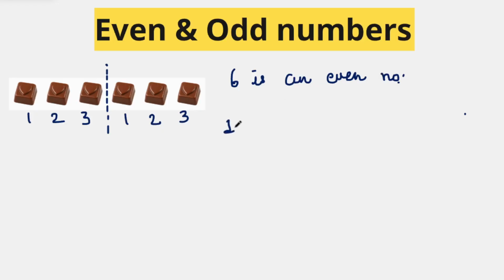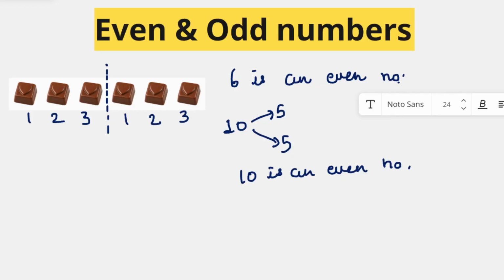Now think about 10. Can you make two equal groups from 10? You may have 10 cookies, 10 pencils or 10 crayons, right? So yes, we can make two groups of 5 units each, right? So 10 is also an even number, correct? So you can have a look at it and you can just read it, okay?